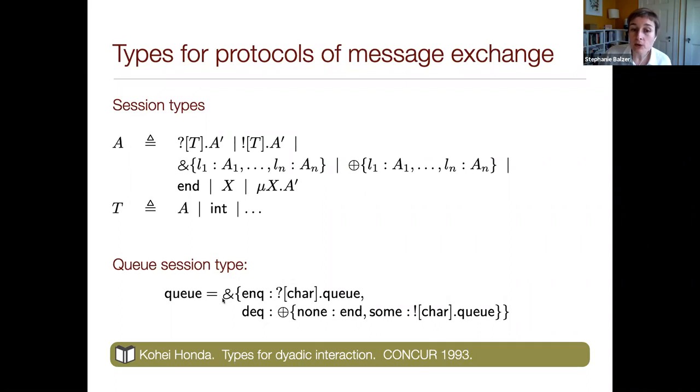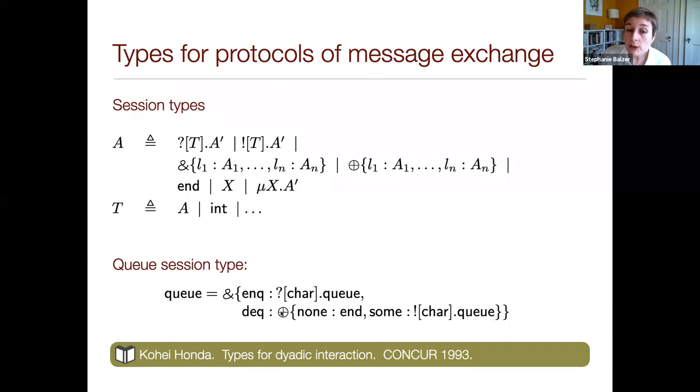Well, it says a queue gives the client the choice between either sending an NQ message or a DQ message, all right? If the client chooses to NQ something in the queue, then the queue will expect the client to send it a character and then it will recurse. So recursing here means, after that, the queue is ready again to either receive an NQ or a DQ message, okay? Should the client choose to DQ something from the queue, the client will send the DQ message and then the queue continues with this session type here, which is an internal choice.